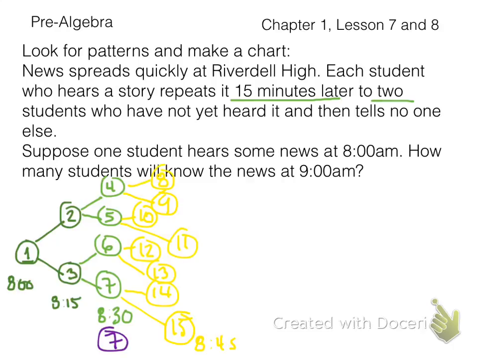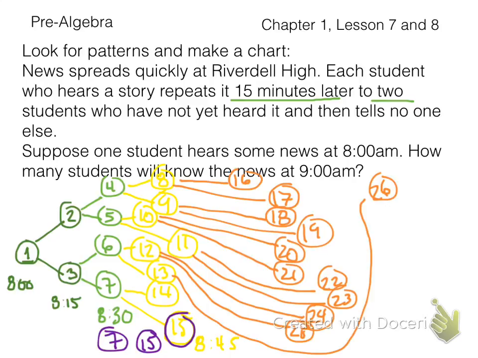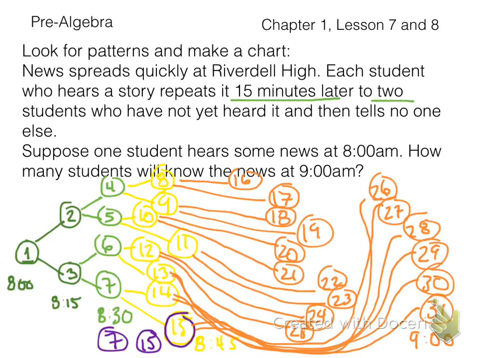By 8:45, we now have 15 people who know, because person 4 told persons 8 and 9, person 5 told 10 and 11, 6 told 12 and 13, 7 told 14 and 15. So 15 minutes later, persons 8 through 15 now tell 2 more people each, which is a lot of people. You get up to 31 people by 9 o'clock. So here's your chart. Use it. Make sure you can apply it to other problems.